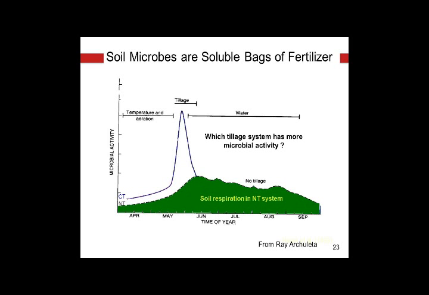So which tillage system has more microbial activity? It's the no-till system, where we've got that soil respiration going on, and that's an indication of how many microbes. Again, microbes in the soil are an indication of fertilizer. So with that, I'm going to wrap it up, and I'm going to turn it back over to Keith.